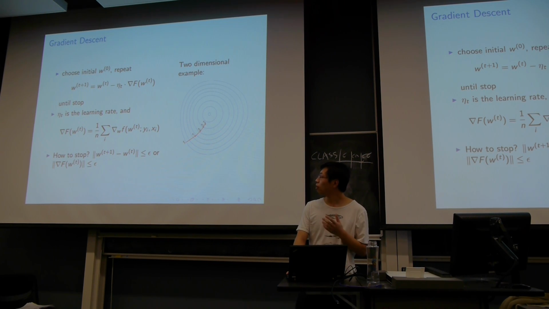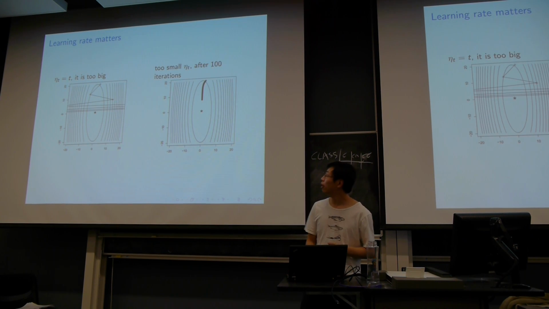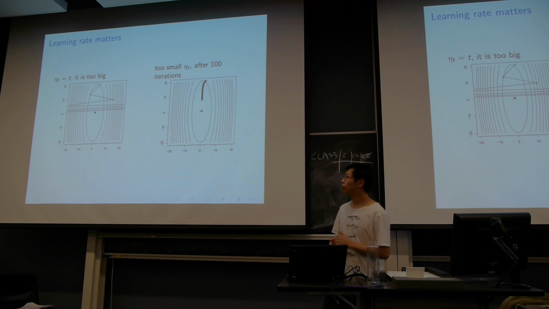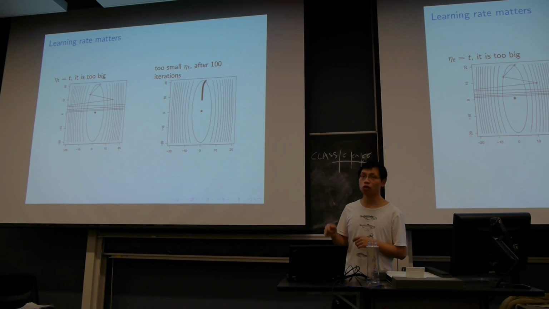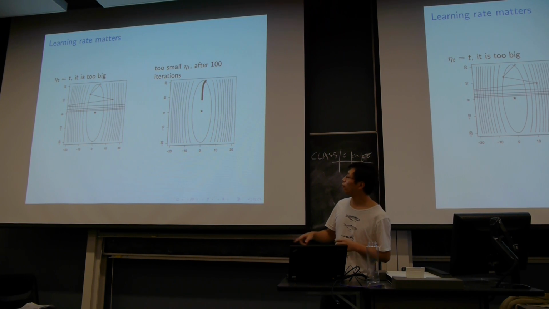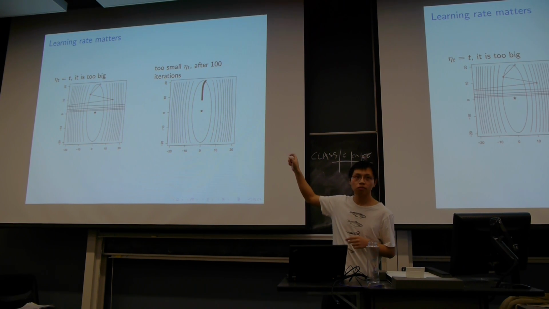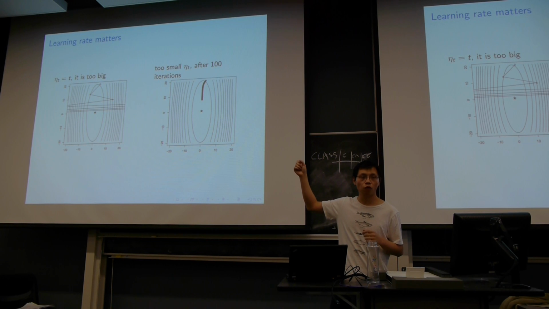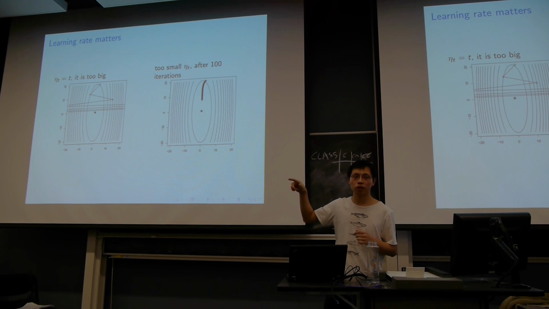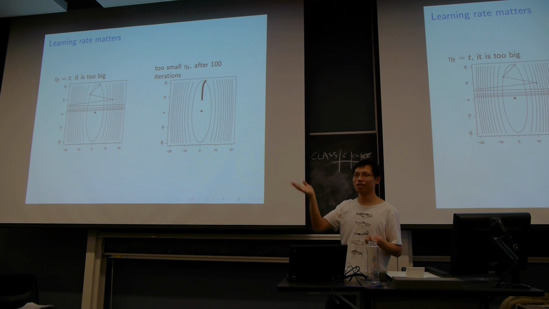And now we have a direction. The next question is how to choose the step size. It really matters. For example, if you have a very large step size, for example, eta t equals t, we start from the top point. This is the initialized point. We work. The first step is good. Second step, okay, bad. And anyway, I don't know what it does.